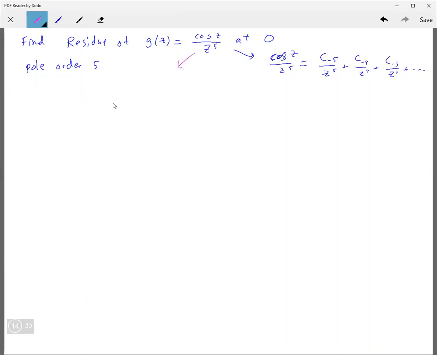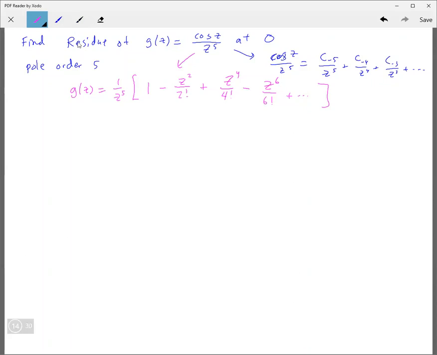And that would be to exploit this fact, to expand cosine z into a series about 0. So what's the series involving cosine z? Instead of writing a summation sign, just start writing the terms. The first term would be 1, and then minus z squared over 2 factorial. Yes, exactly. And then the next one is z to the 4th over 4 factorial, and then z to the 6th over 6 factorial.